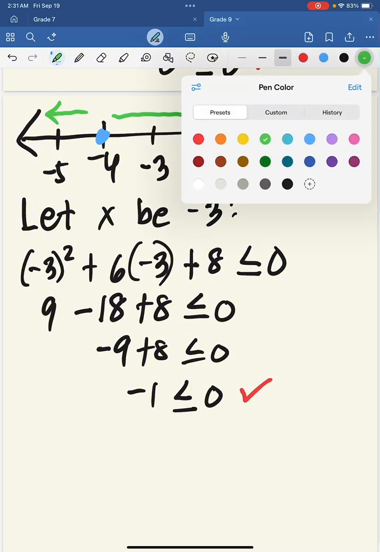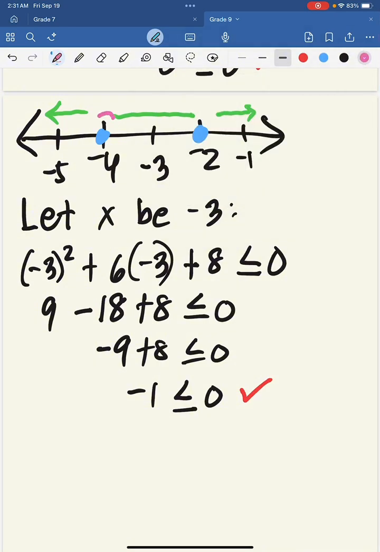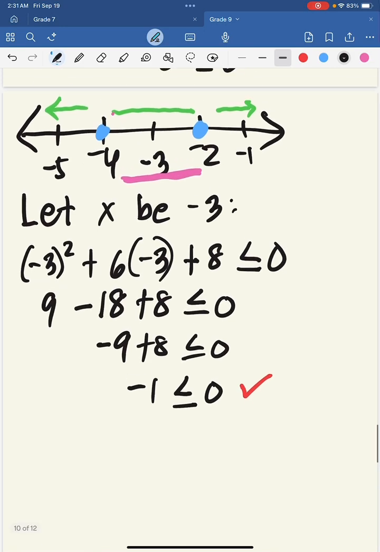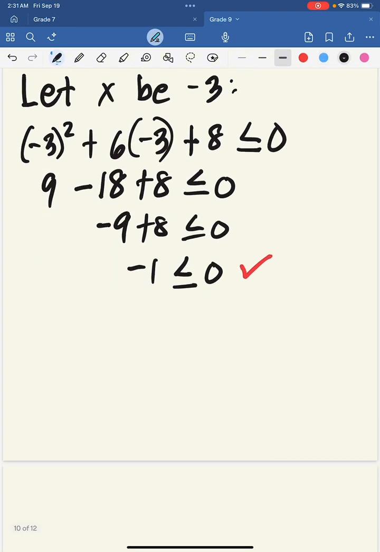because negative 1 is less than 0, which means the number or numbers in between negative 4 and negative 2 here are actually correct. However, just to check things, let's try the numbers before negative 4 and the numbers after negative 2. So let x be negative 5.